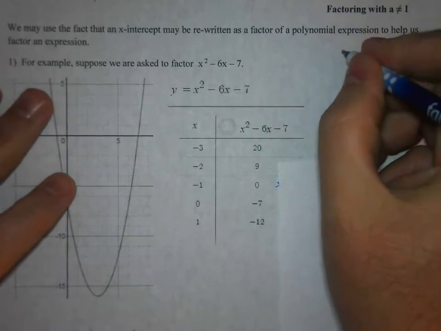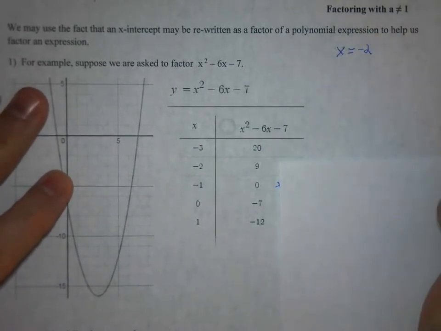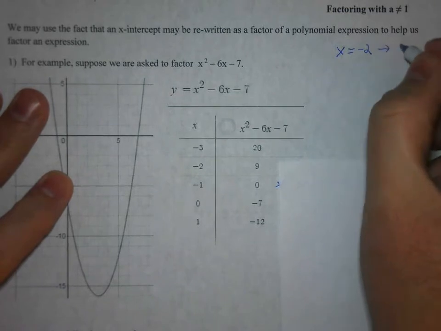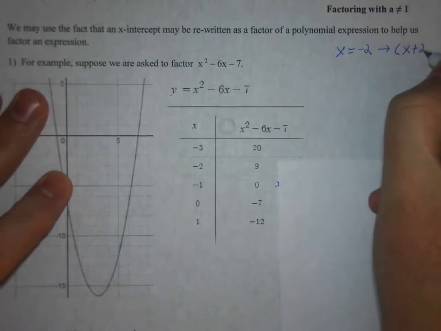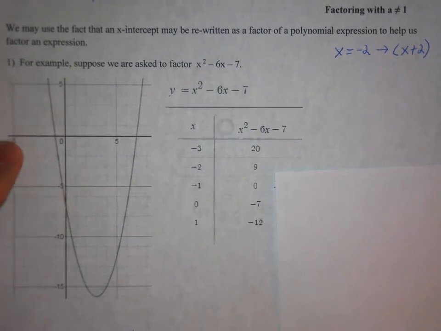As an example, if we know that x equals -2 is an x-intercept or a solution to a polynomial equation, we know that x plus 2 must have been a factor. So that's the idea that we're using here.